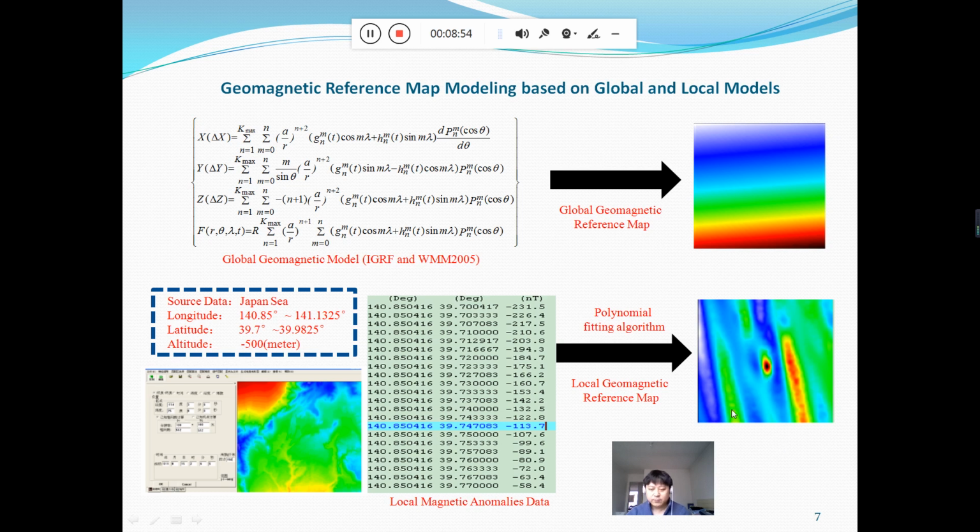The map is full of character, and actually we can use this map to do the ICCP or image matching process. And actually this local geomagnetic reference map can make it much easier for us to do the geomagnetic navigation.